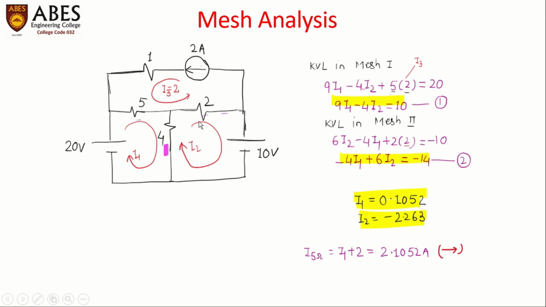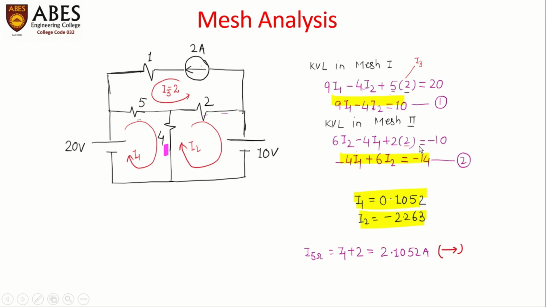Another common resistance of mesh 2 is 2 ohm, that is common between mesh 2 and mesh 3. That's why I have written here 2 ohm resistance, and the current except I2 is 2 ampere that is flowing in the common resistance. So we will write here 2 into 2. This one is the 2 ohm resistance and this one is the 2 ampere current. The direction of I2 and 2 ampere are the same in this particular resistance. That's why we will write here a plus sign.